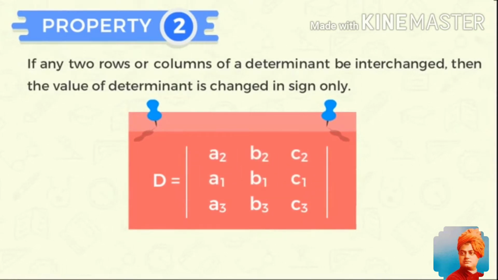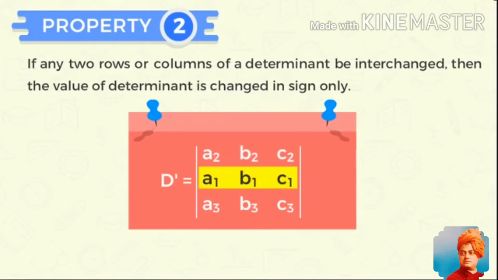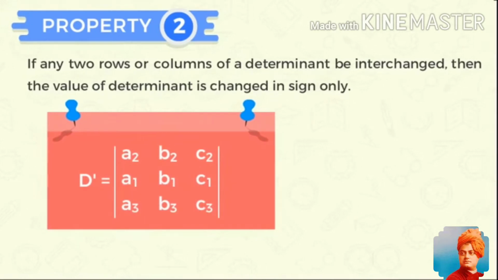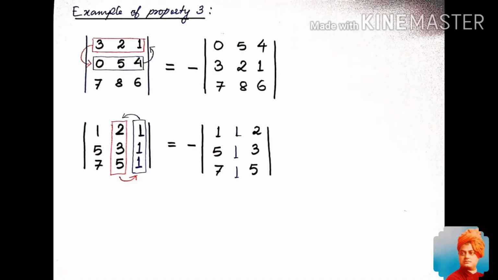Let us see. We got a new determinant, that is D dash. We can see that this is the second row and this is the first row. So this new determinant which is obtained will be equal to the negative of the original determinant, that is D dash equal to -D. Let us try to understand with this example.